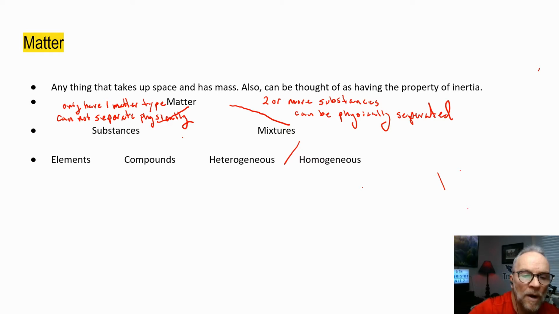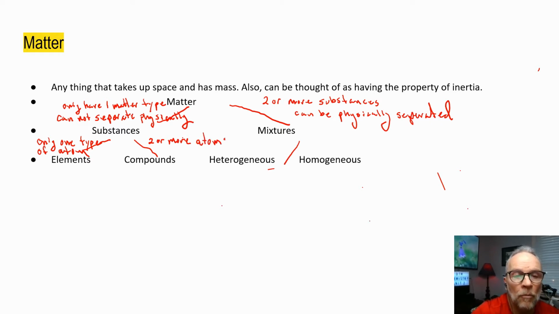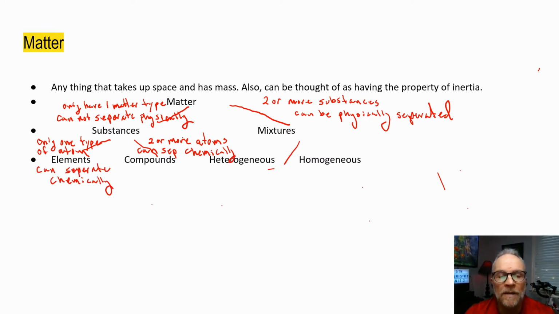So let's talk about what makes these different. Elements only have one type of atom, and we'll talk about this later, but atoms of an element always have the same number of protons, so if you change the number of protons, you change the element. Compounds have two or more atoms. Sometimes they're the same atom, two or more atoms, and we can separate these chemically. Here we can't separate chemically. I'm sure you have your favorite elements and compounds, of course.